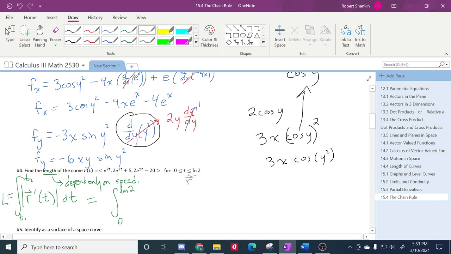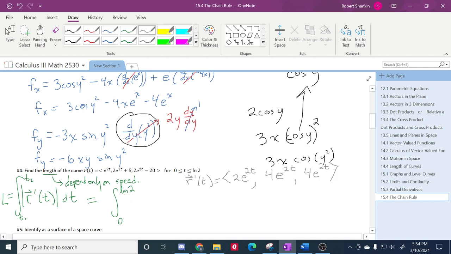R prime of t is the derivative of e to the u, which is e to the u, and then you take the derivative of the u with the chain rule. So it's 2 e to the 2t. The derivative of e to the 2t will be e to the 2t times an extra 2, so it'll be 4 e to the 2t. The derivative of the 5 is just 0. The derivative of this minus 20 is a constant, so the derivative is 0. The derivative of this will also give me 4 e to the 2t. That's r prime.